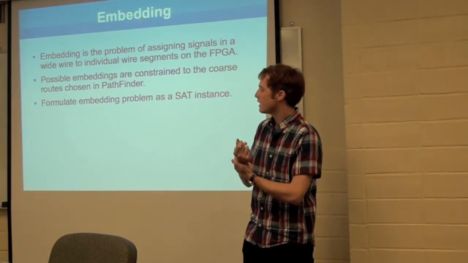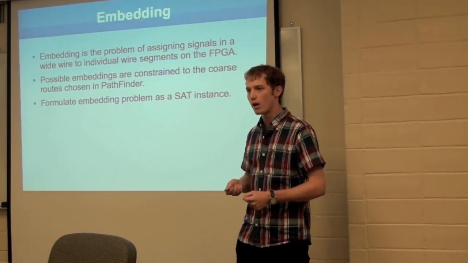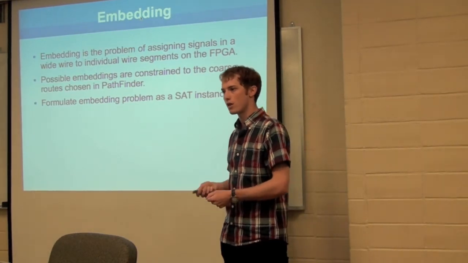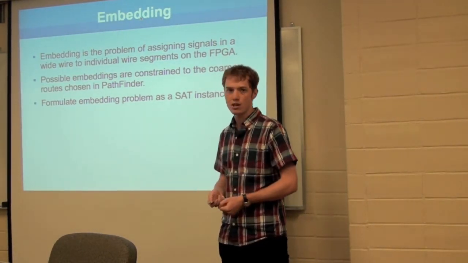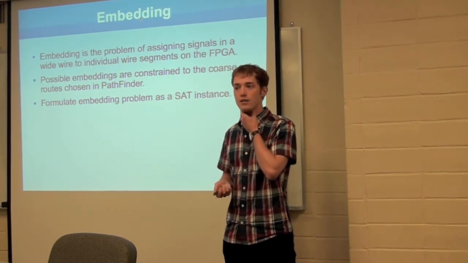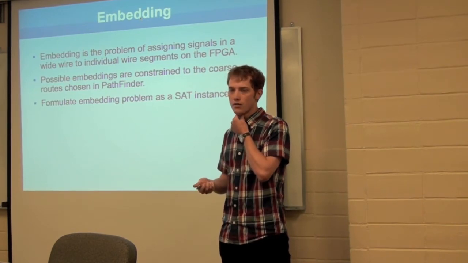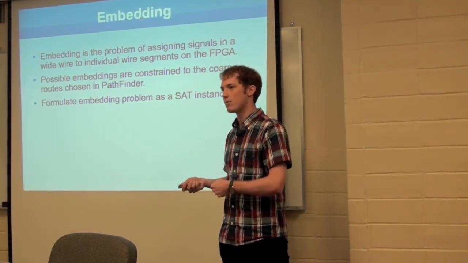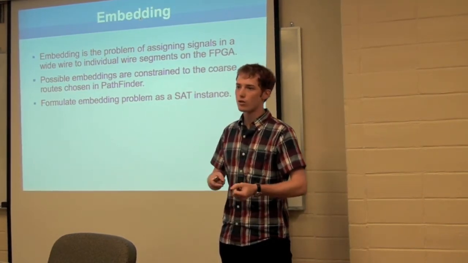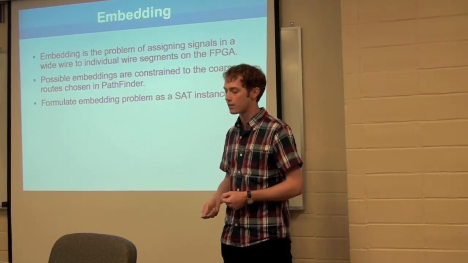Okay, so the embedding step is the problem of assigning signals within wide wires to individual constituent wire segments on the FPGA to come up with a legal routing solution. Now all those possible embeddings are constrained by the coarse routing that's been generated in Pathfinder. So we can't make changes in the embedding that alter that original coarse routing. So it's a fairly constrained problem. And we formulate it as a SAT instance.